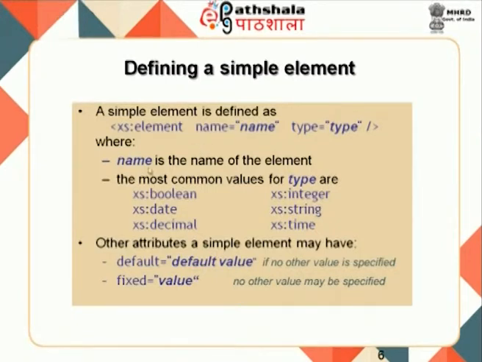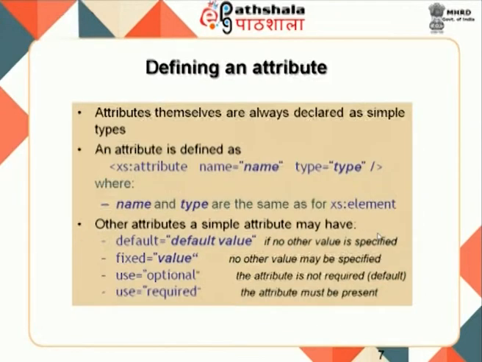Now the second component in this element tag is the name. It defines the name of the element, and the most common values of type are going to be string, or it can be an integer, a date, a time, a decimal, or a boolean, and there are a lot of other basic types.